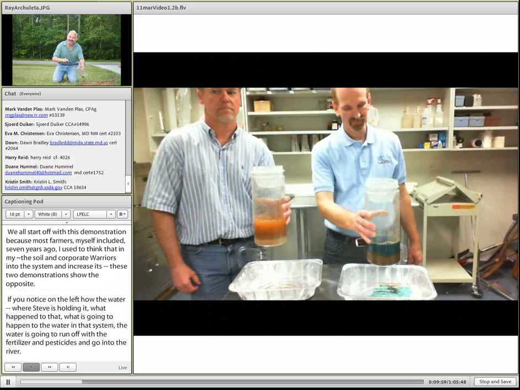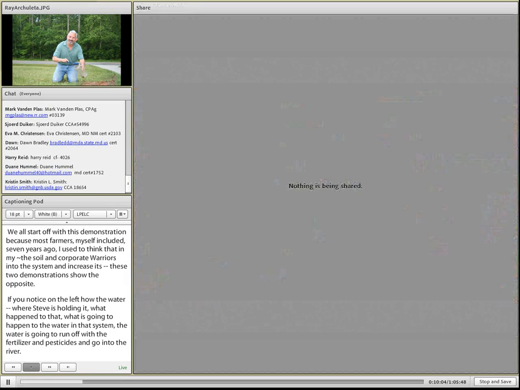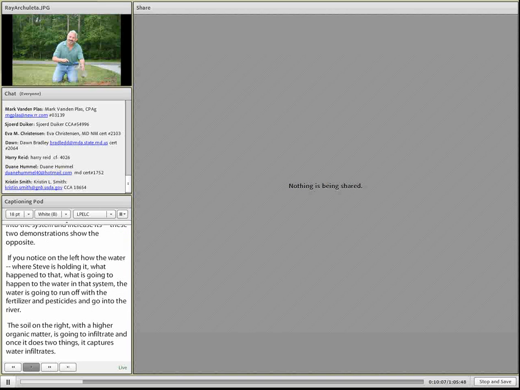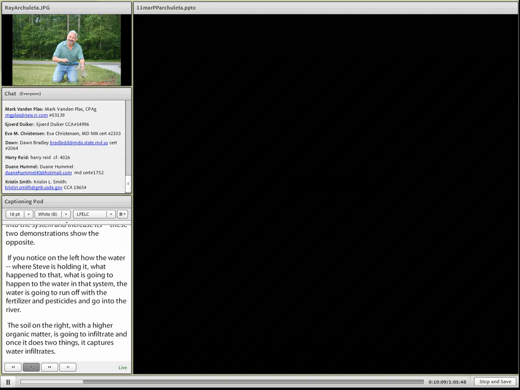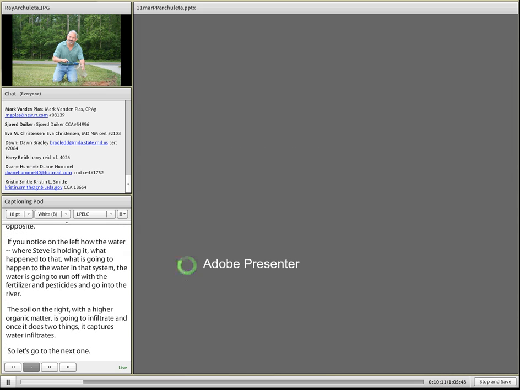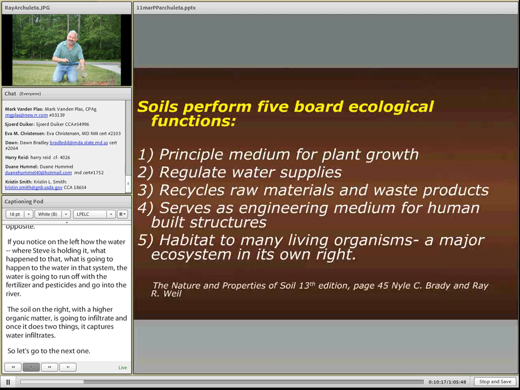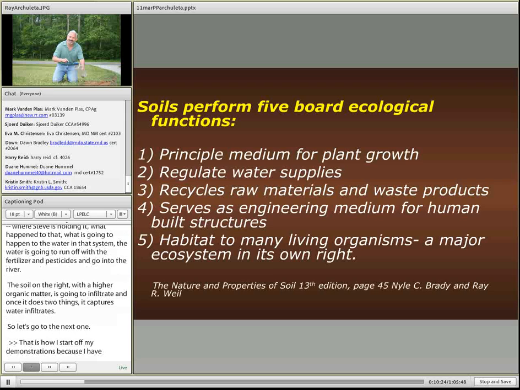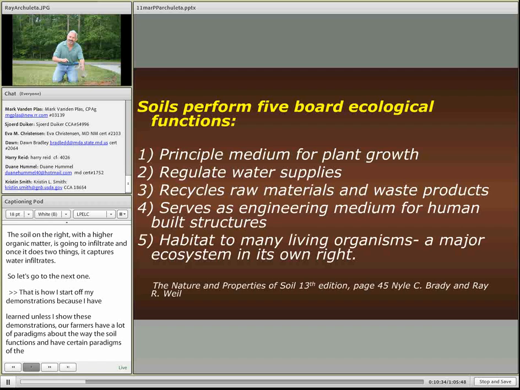Soils want to do 2 things. It wants to capture water and be able to infiltrate. So let's go to the next one. Thank you, Leslie. It worked great. That's how I start off my demonstrations, because I have learned, unless I show these demonstrations, our farmers have a lot of paradigms about how our soils function. I had certain paradigms, and the best way to do it is to shatter paradigms and start at base 0, and then from there we can start talking about soil as a complex ecosystem.